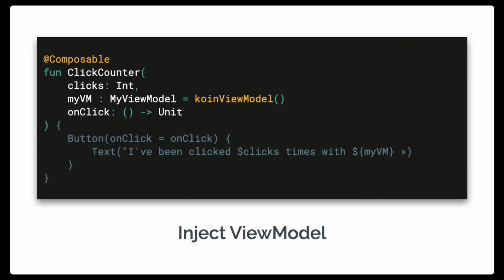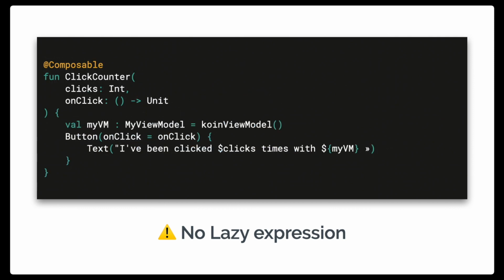About view model, how can you do that? You can just use the Koin view model function to retrieve your view model. It will inject your view model. Be aware that it's not a lazy expression, contrary to the by view model Koin expression or delegate. Here is directly a function that is retrieving your view model instance.